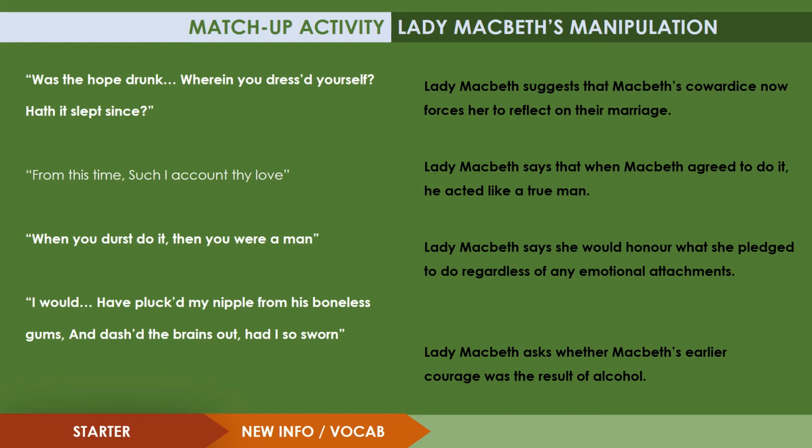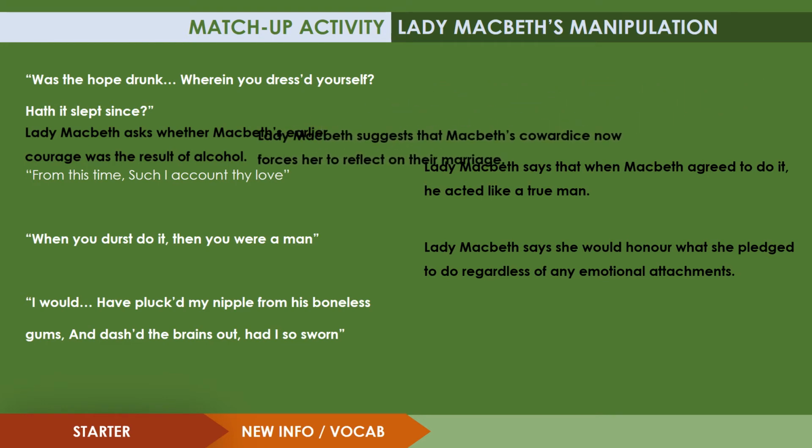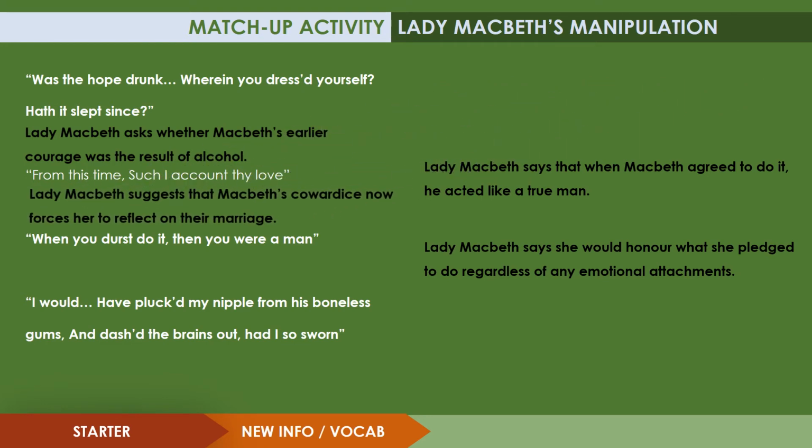match them up. So the first one was "the hope drunk wherein you dressed yourself, hath it slept since?" So here, Lady Macbeth asks whether Macbeth's earlier courage was a result of alcohol. So next we have, "from this time such I account thy love." So here, Lady Macbeth suggests that Macbeth's cowardice now forces her to reflect on their marriage.